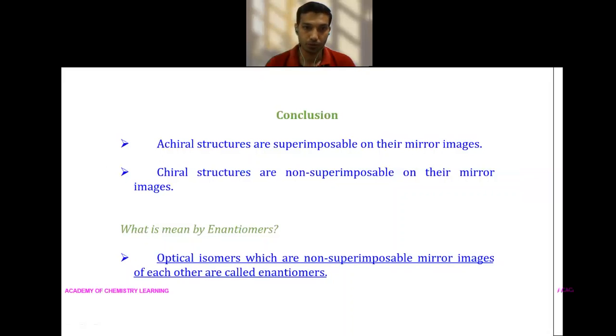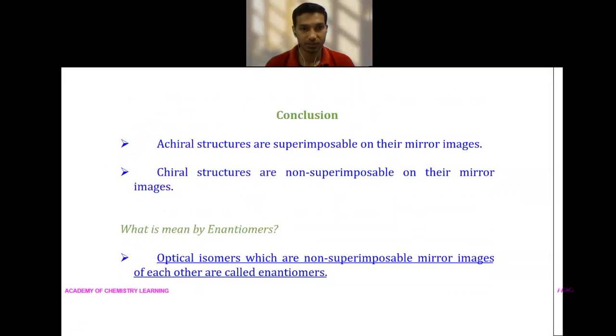So, if you know what is chiral, if you know plane of symmetry, if you know they are superimposable or non-superimposable, then you can easily find out whether isomers are enantiomers or not. So what is the definition of enantiomer? Any optical isomers which are non-superimposable mirror images of each other are called enantiomers.